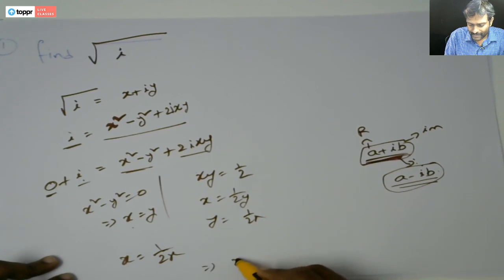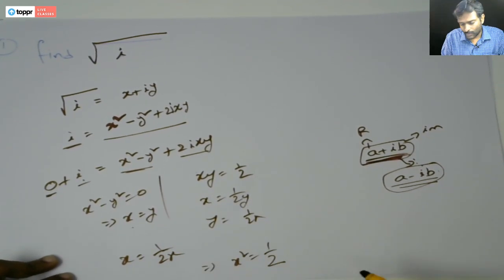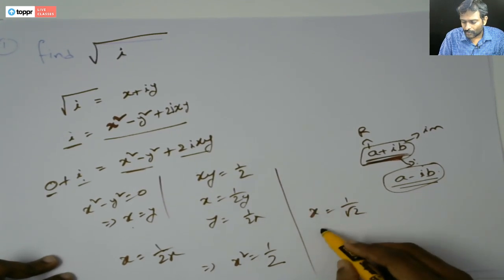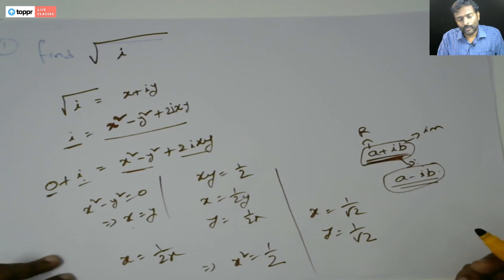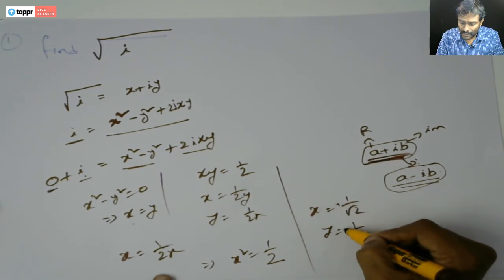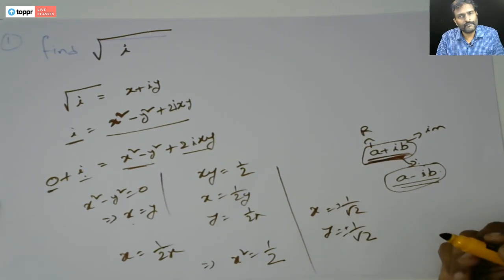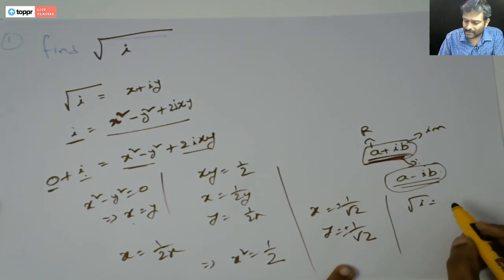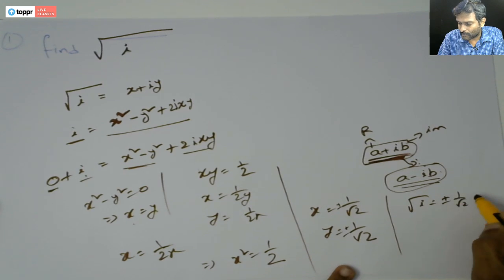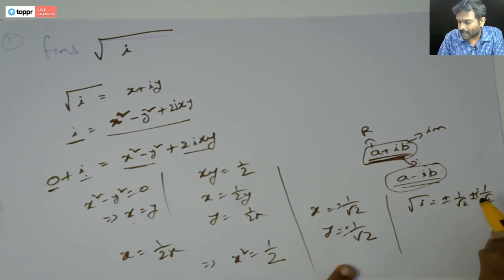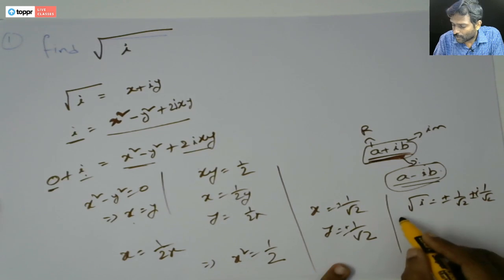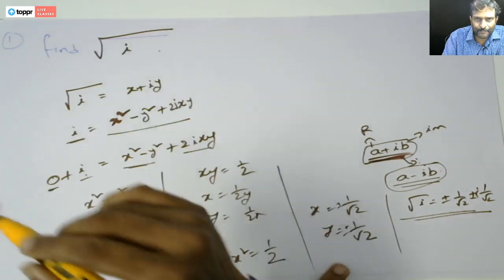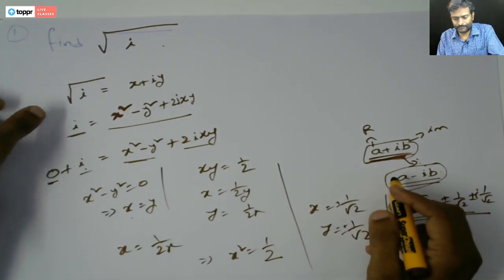So what you get is x square is equal to 1 by 2, and then we get x is equal to 1 by root 2, then y is also equal to 1 by root 2, and this can be plus or minus, right? So here square root of i would be equal to x plus iy, so plus or minus 1 by root 2 plus or minus i times 1 by root 2 would be the root of i, right?